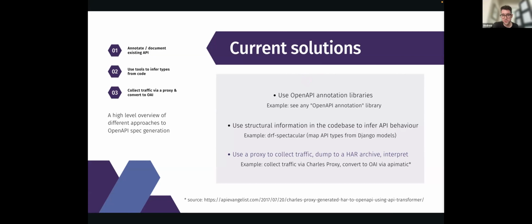The second approach is to use structural information in the code base, or other structured information that exists, to infer what the specification should be. For example, with Django REST framework, you have models that are very well defined and coupled to the implementation in the database, and the responses themselves. So you can use that information to infer what the specification should look like. There's a library called drf-spectacular that will do that for you, and a few other approaches along these lines that automatically generate one just by looking at your code base. Another approach is to use a proxy.